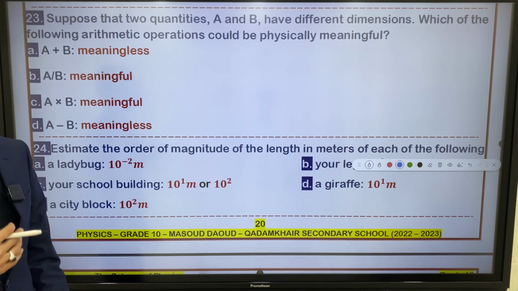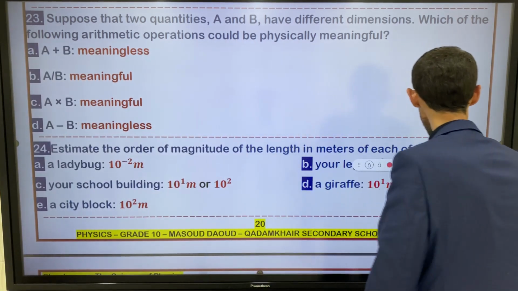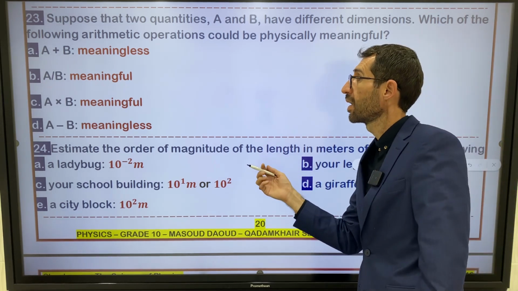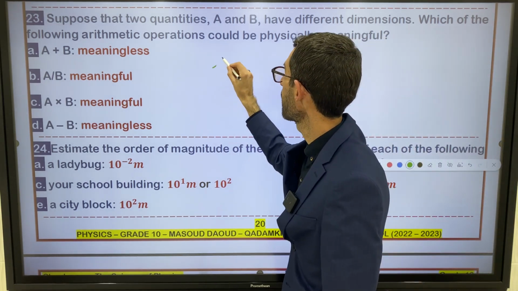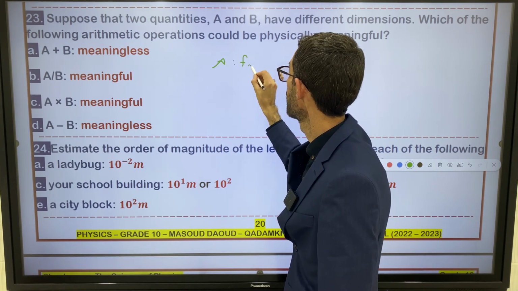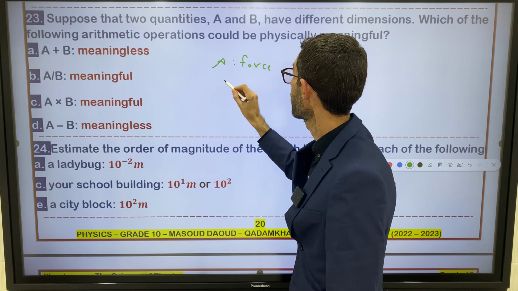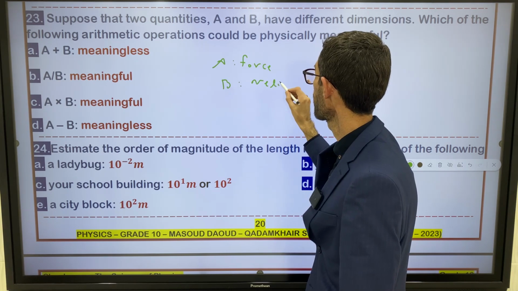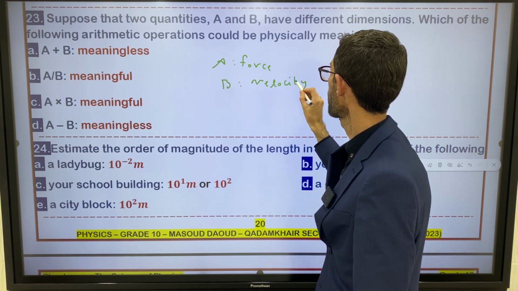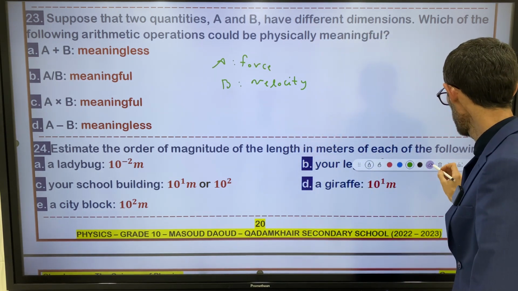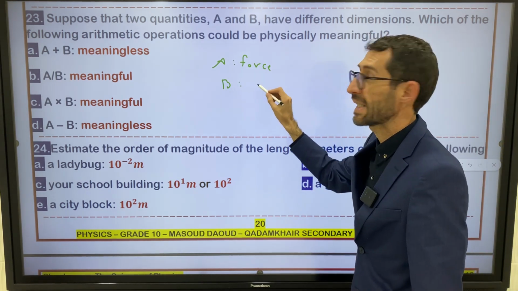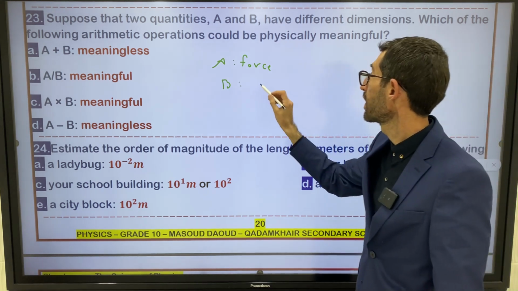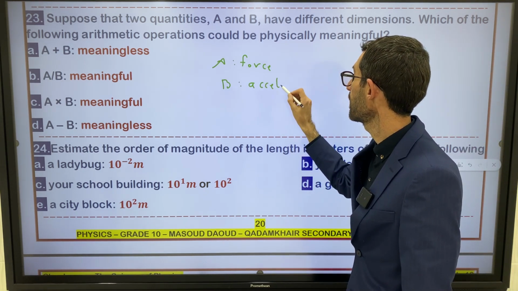A and B are two different physical quantities. Let's say, for example, A is force, and B maybe is velocity. Force and velocity. Or let me change it to force and, for example, acceleration. Force and acceleration, right? This is acceleration.